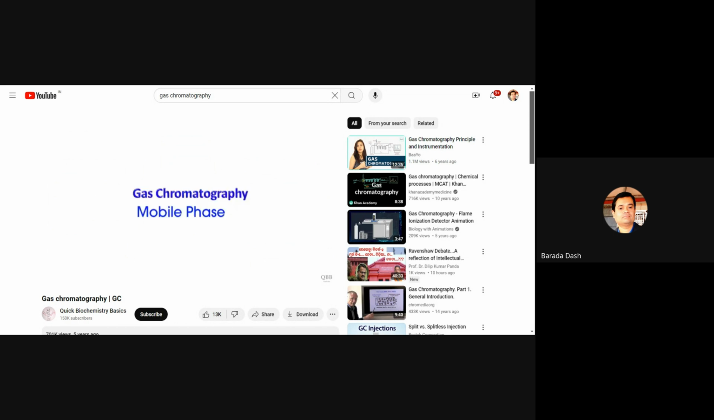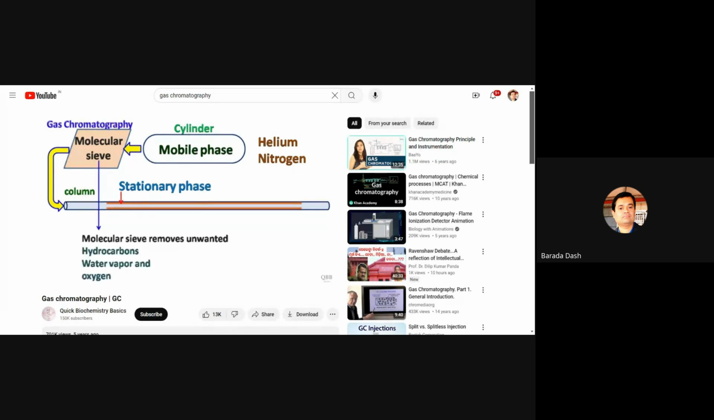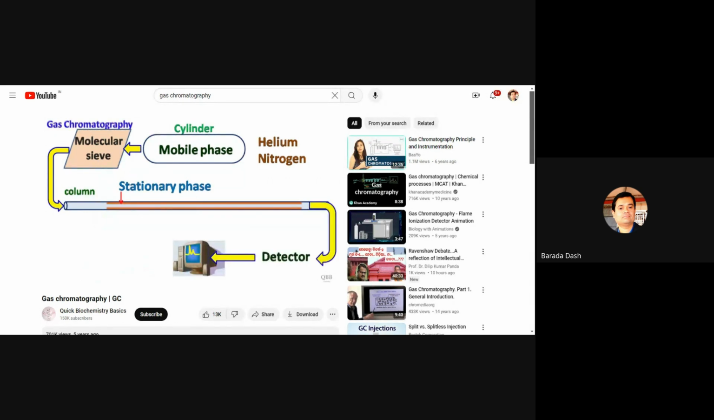The mobile phase. The mobile phase used is usually an inert gas like helium or an unreactive gas such as nitrogen. The mobile phase gas is kept in a cylinder which is connected with the column via a molecular sieve. The molecular sieve separates the unwanted hydrocarbons, oxygen and water vapor that may interfere with the test sample during analysis. At the end of the column, there is a detector which detects the sample.